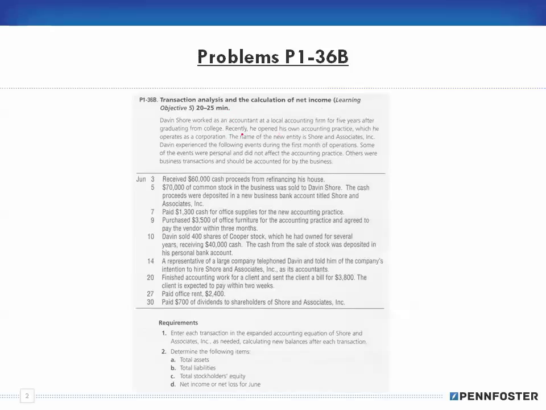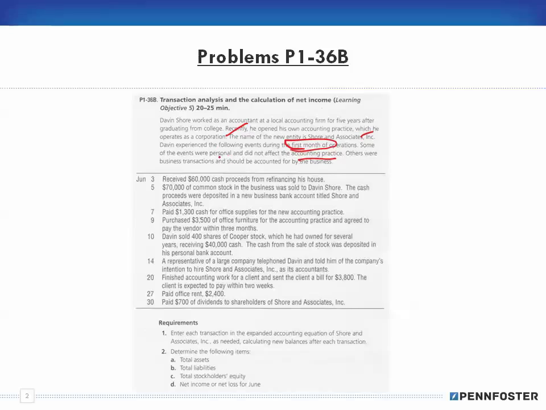So it says here, transaction analysis and the calculation of net income. David Shore worked as an accountant. After 5 years, he graduated from college and opened his own accounting practice. He operates as a corporation. The name of the business is Shore and Associates. He experienced the following events in the first month of operations. Some of the events were personal and did not affect the accounting practice.